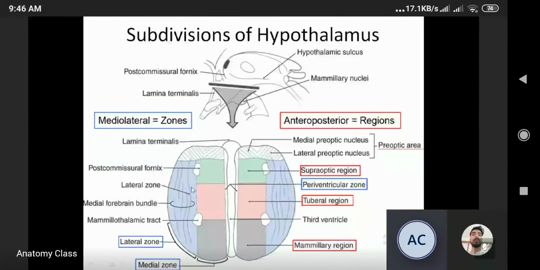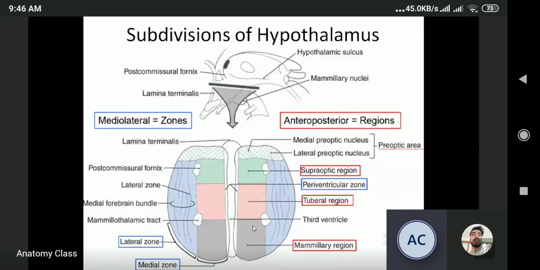It is associated with, or connected with, the limbic system as well. And the nuclei of the hypothalamus, which are concentrated more in the medial zone, are further divided into 4 regions. Right from before backward, the regions are the preoptic area, which extends in both the medial and lateral zone, then the supraoptic area, tuberal region, and mammillary region. These are the 4 regions of the medial zone where all the nuclei of the hypothalamus are concentrated.